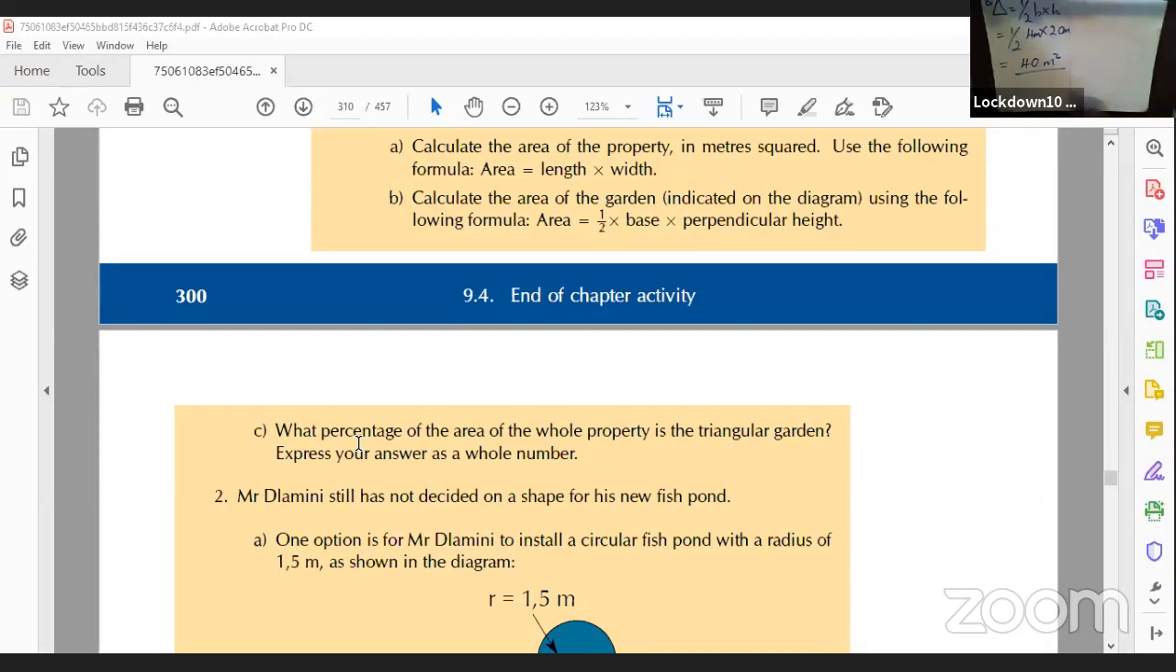So this is the area of the property. We want to calculate part C. Can you figure out the percentage, guys? What is the percentage?